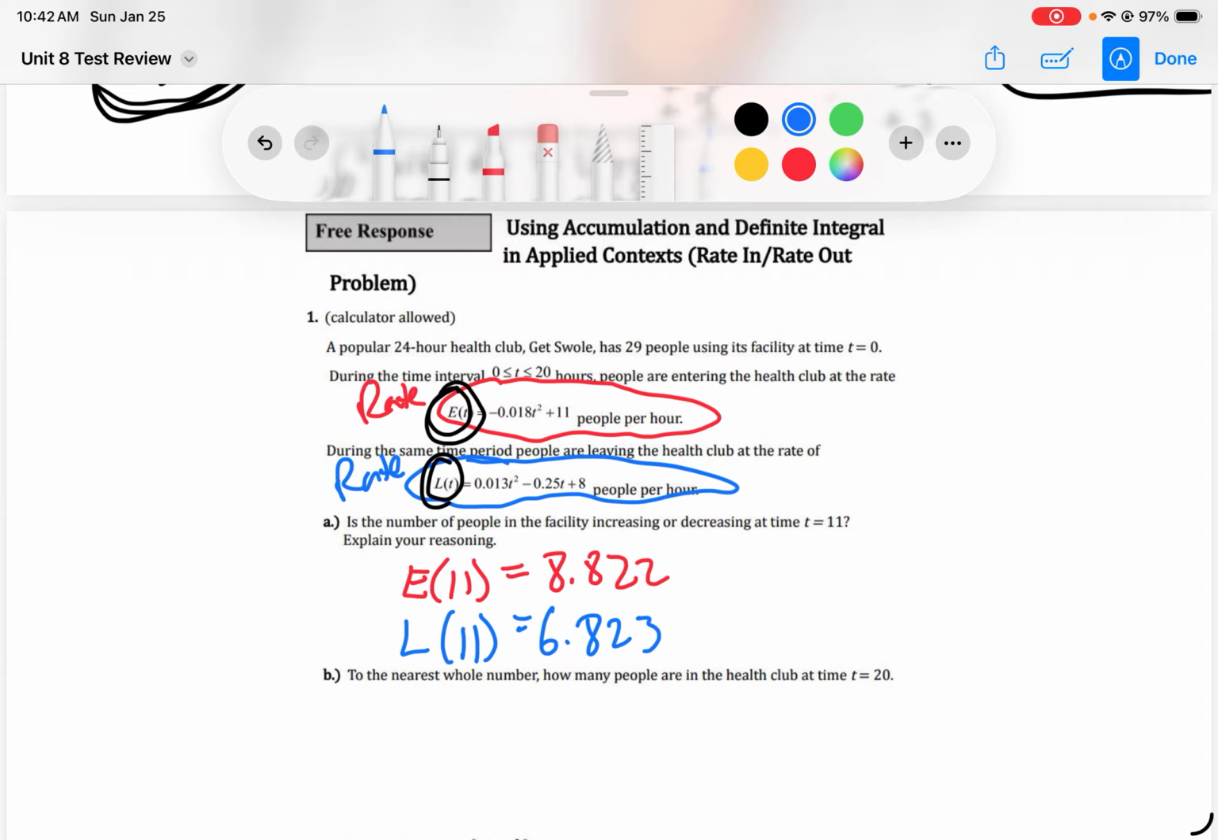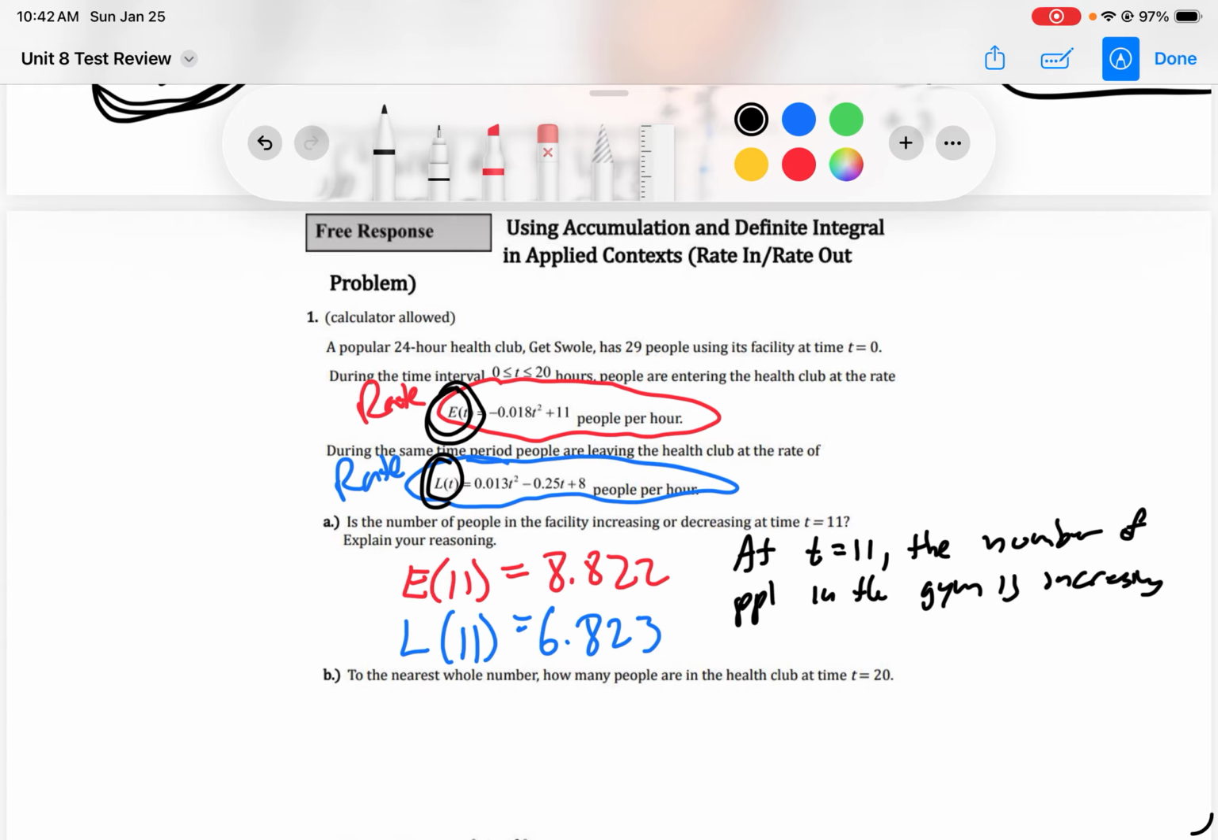So the rate that people are entering the gym at time 11 is greater than the rate that they're leaving. So my answer to the question is: at t equals 11, the number of people in the gym is increasing. And my simple reason is because E of 11 is greater than L of 11.